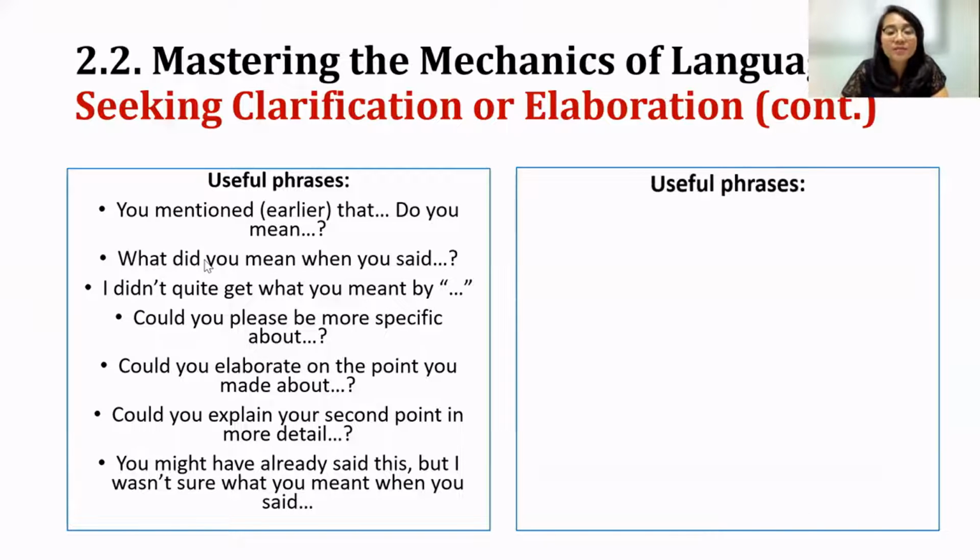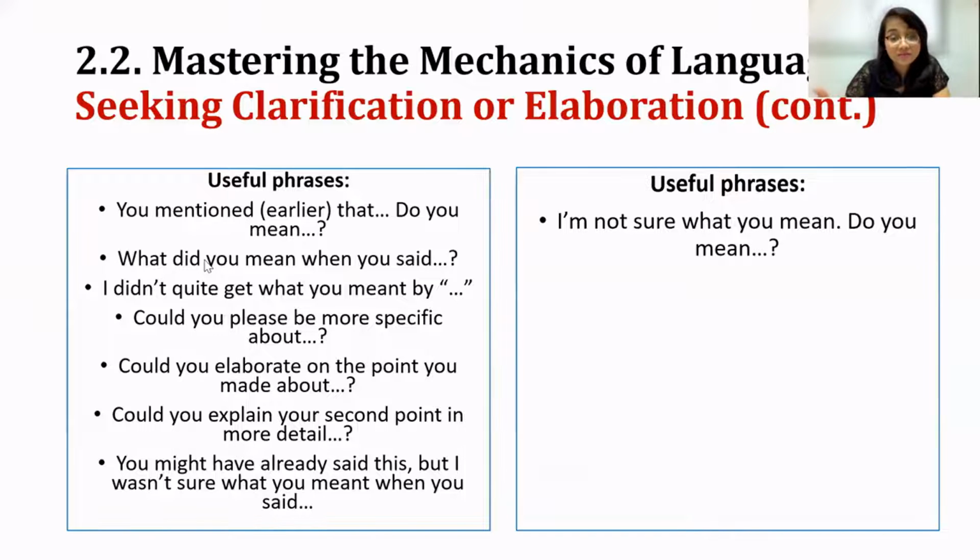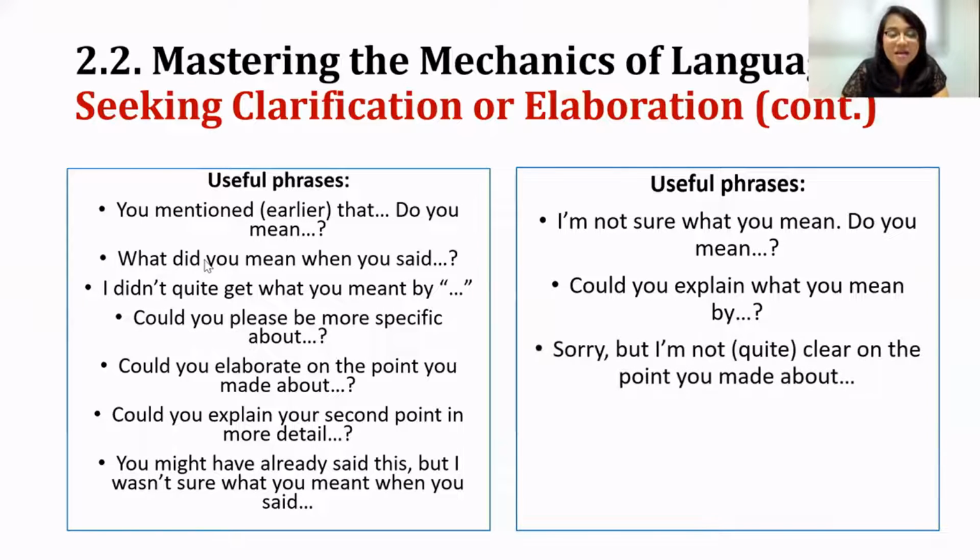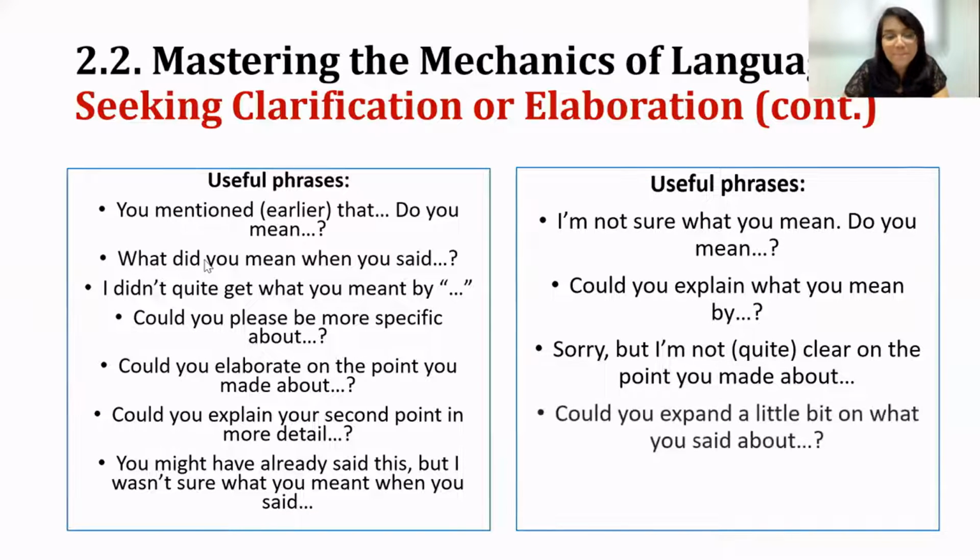The next one. I'm not sure what you mean. Do you mean? Could you explain what you mean by? Sorry, but I'm not quite clear on the point you made about. Could you expand a little bit on what you said about? And the last one. Could you provide an example of?